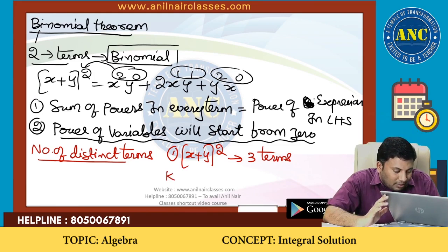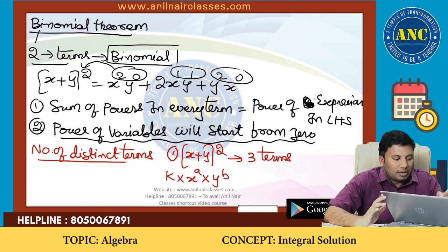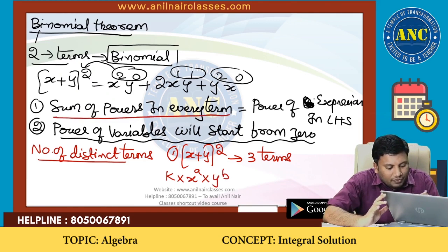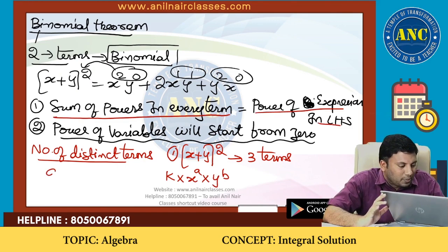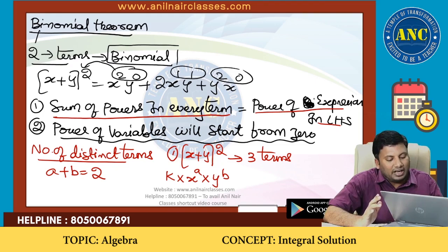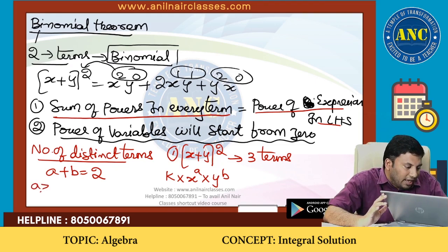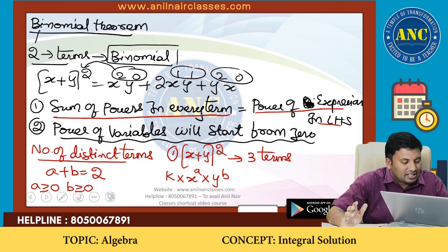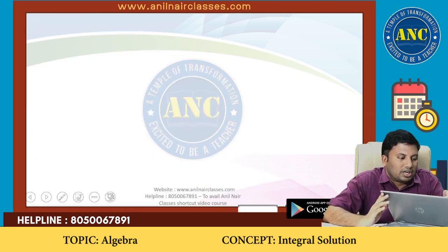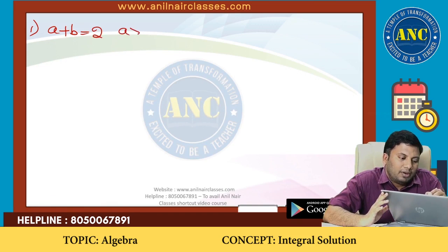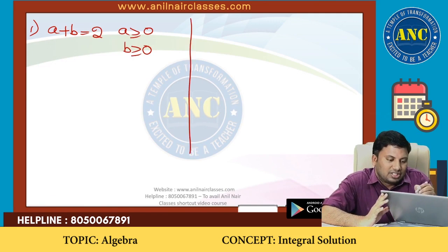So it is nothing but 2 into x power a into y power b. The sum of the powers in every term should be equivalent to the power of the expression, so a plus b is equivalent to 2. The power of the variables can start from 0. a can start from 0, b can start from 0. Already we discussed in our integral solution class how to find the integral solutions if the variables start from 0, a0, b0.